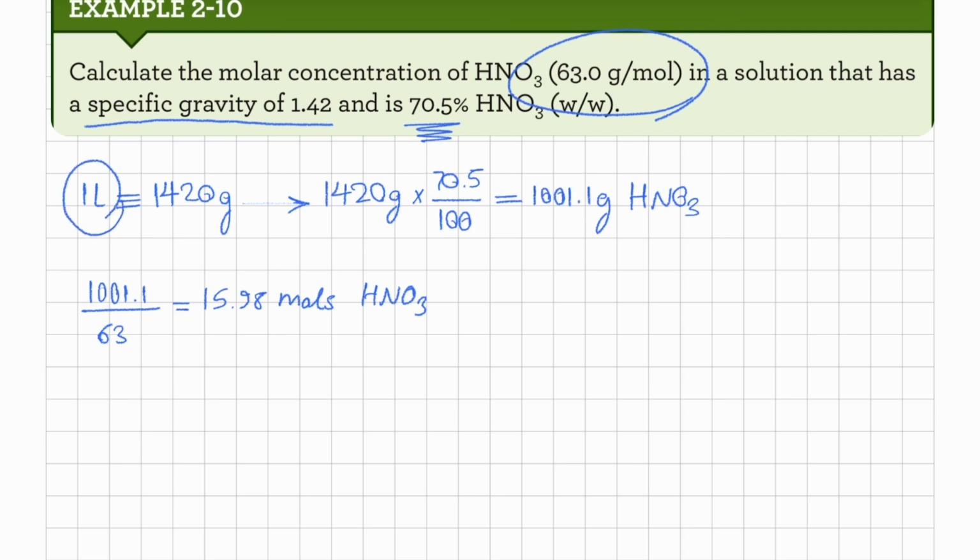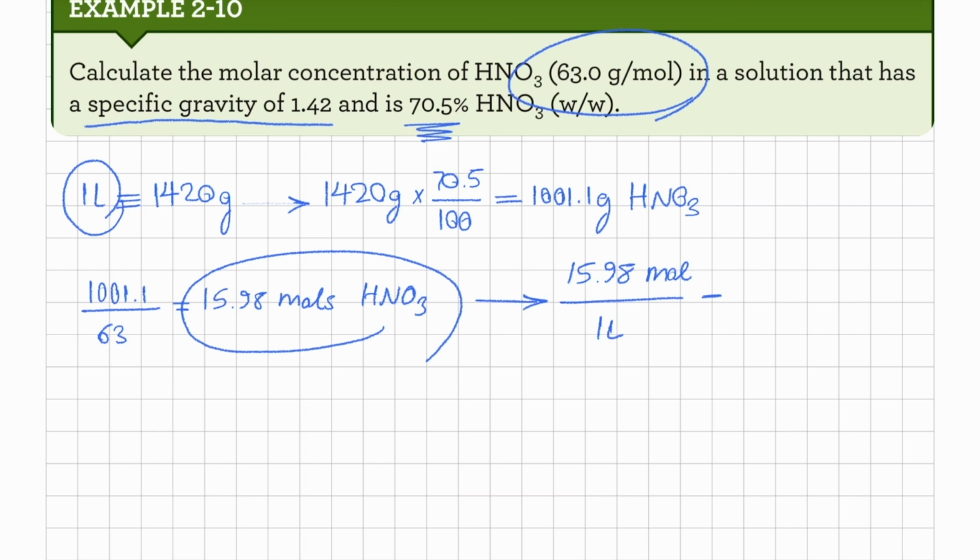So let's have a short review. 1 liter of the sample solution is available, and in this 1 liter, there are 15.98 moles of HNO3. So in conclusion, we can say 15.98 moles divided by 1 liter. It would be 15.98, or we can say 16 molar.